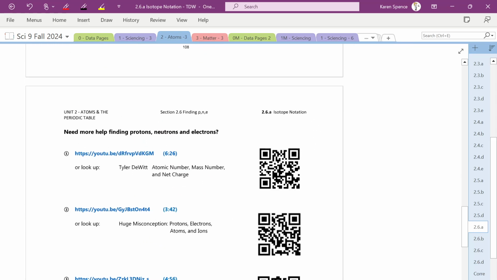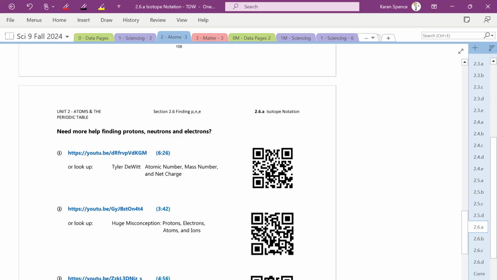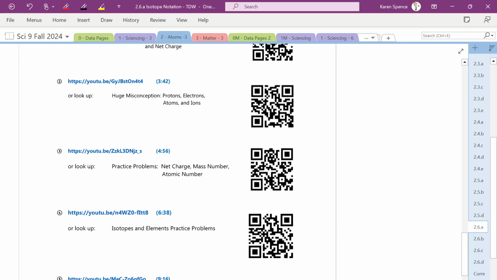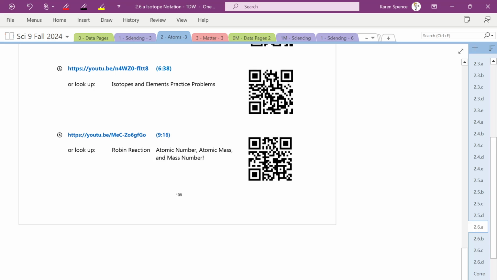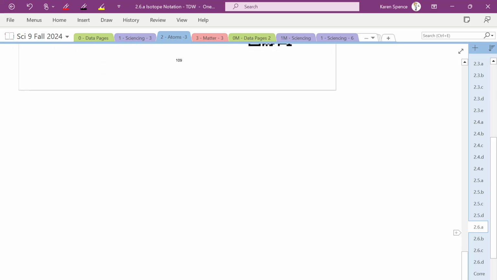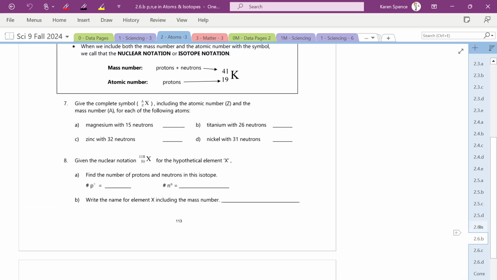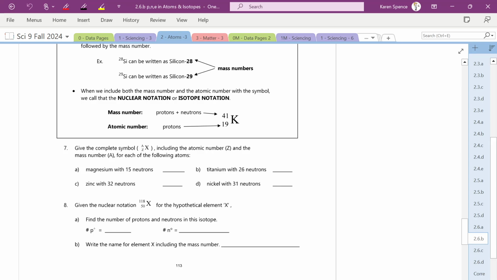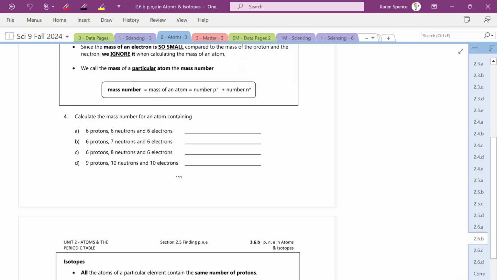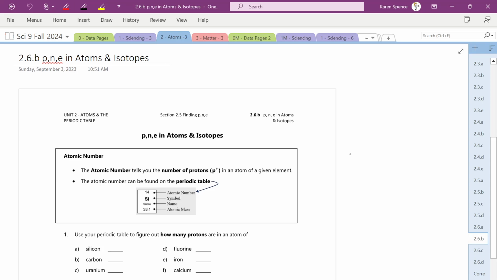Okay. So if you have finished all of your Bohr models, I'll give you some extra practice on the Bohr models, but if you want to start on 6.2b, you can do that. Okay? Or 2.6b.